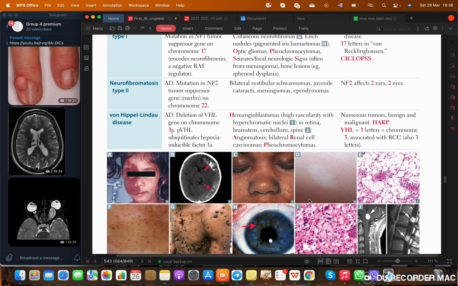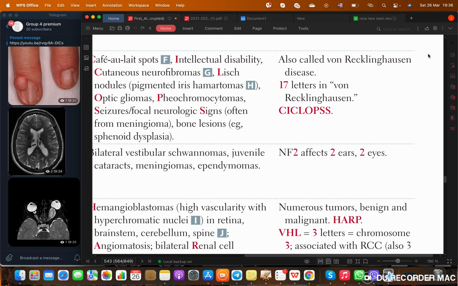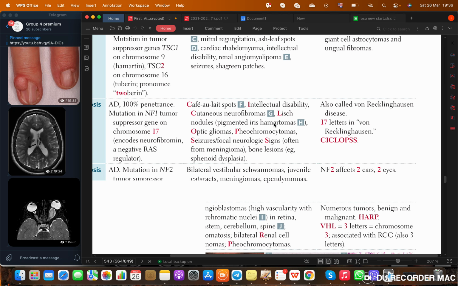Okay, so the next thing we see here is that they can develop pheochromocytoma, which is a tumor that secretes plenty of catecholamines. They also can have seizures and focal neurological signs because of the meningiomas and the compression of the tumors, in addition to the bone lesion, which is basically the sphenoid bone dysplasia. So they also call it von Recklinghausen disease.